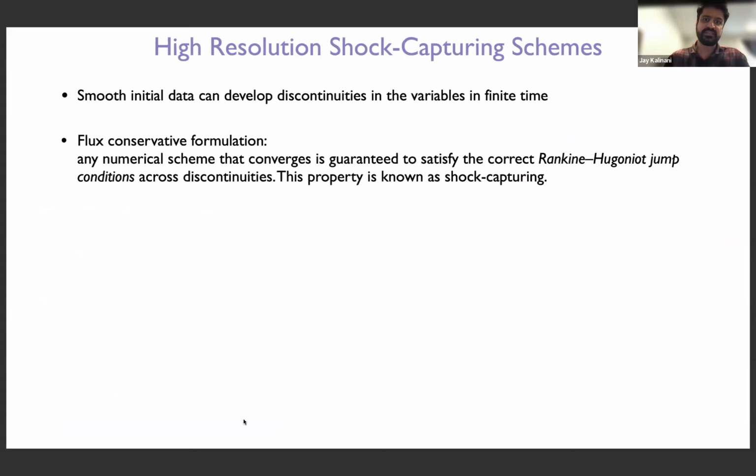Now, most state-of-the-art GRMHD codes implement something called high-resolution shock-capturing techniques. So imagine you start with very smooth initial data, but then, depending on the system at hand, it can happen that you develop shocks and discontinuities. And to capture this, any numerical scheme that you implement in your code that converges should obey what are called the Rankine-Hugoniot jump conditions across these discontinuities. And this is what we typically call a shock-capturing property.